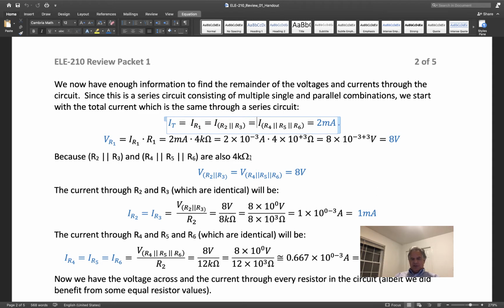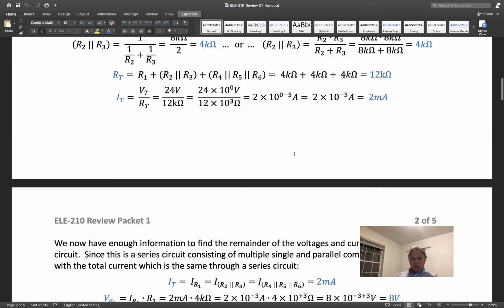Now, because the parallel combination of R2 and R3 and the parallel combination of R4, R5, and R6 are also 4K, just like R1, we know that the voltage across the parallel combination of R2 and R3 and the voltage across the parallel combination of R4, R5, and R6, those are both going to be 8 volts also, because they have the same current flowing through them, 2 milliamperes. They're all 4K ohms, so they're all going to wind up with 8 volts.